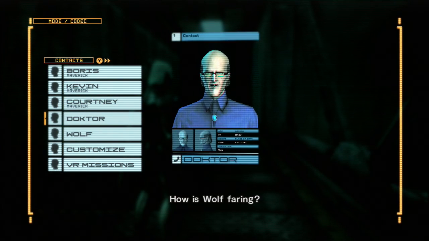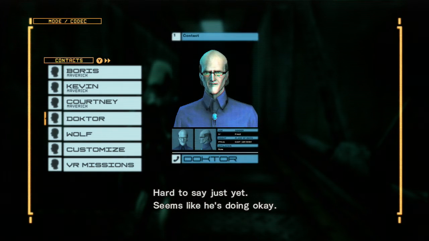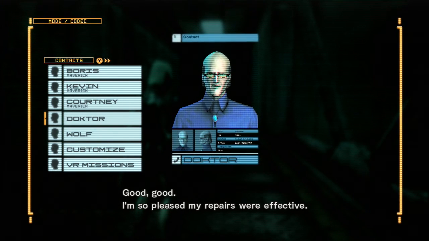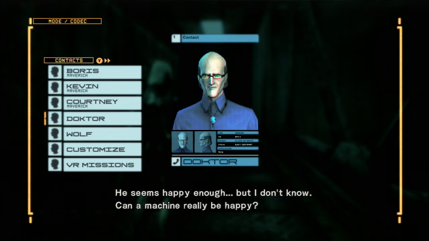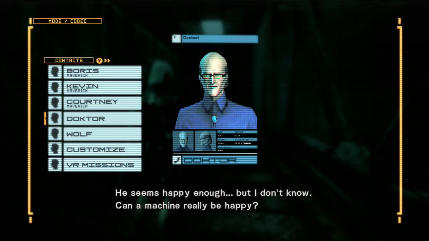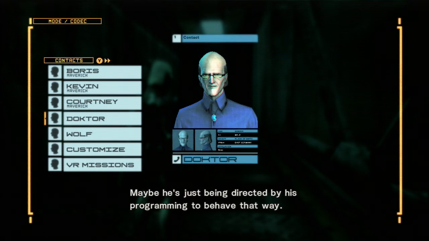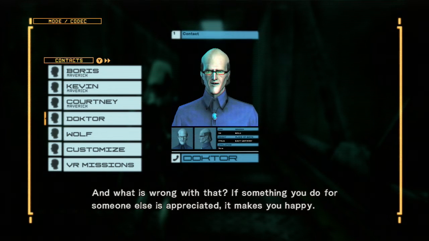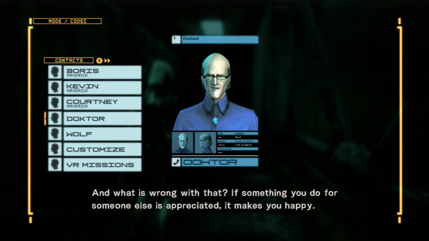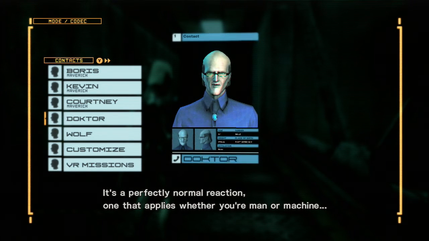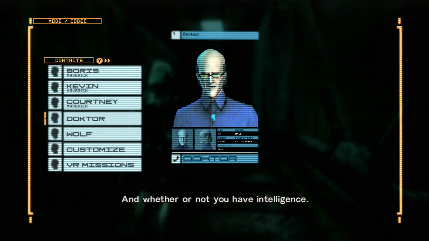How is Wolf faring? Hard to say just yet. Seems like he's doing okay. Good, good. I'm so pleased my repairs were effective. He seems happy enough, but I don't know. Can a machine really be happy? Maybe he's just being directed by his programming to behave that way. And what is wrong with that? If something you do for someone else is appreciated, it makes you happy. It's a perfectly normal reaction, one that applies whether you're man or machine, and whether or not you have intelligence.